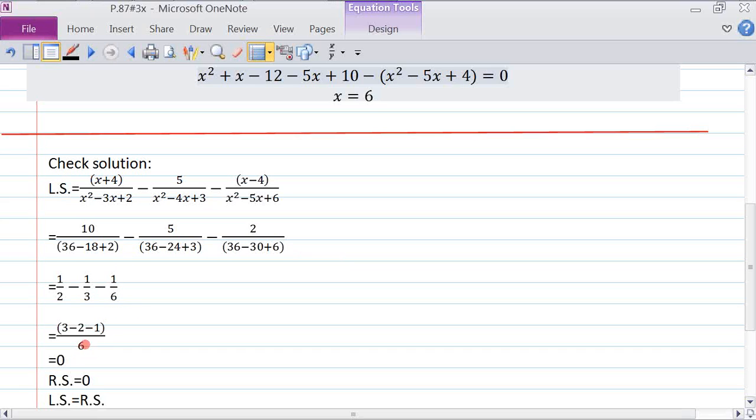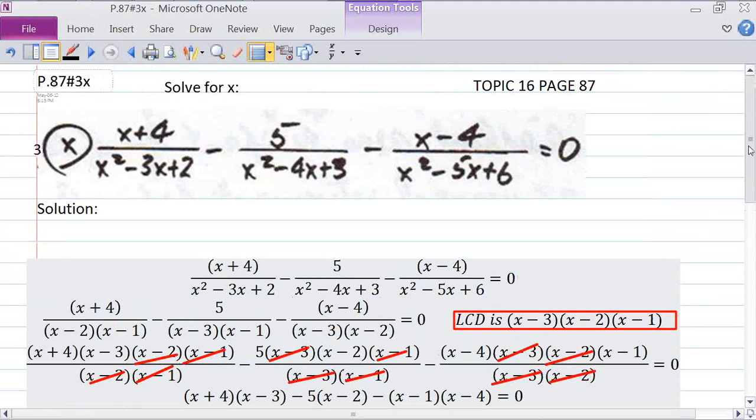So now my common denominator is 6. This is 3 over 6. This is 2 over 6. And this is 1 over 6. So I have 3 minus 2 minus 1, which comes out to 0. The right side also equals 0, so the left side equals the right side.